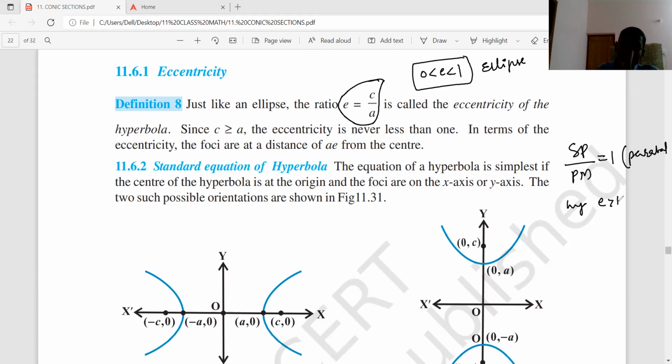So E's value can never be negative, obviously. So here you get C by A, which is E, greater than 1. If you bring A to this side, C is greater than A.